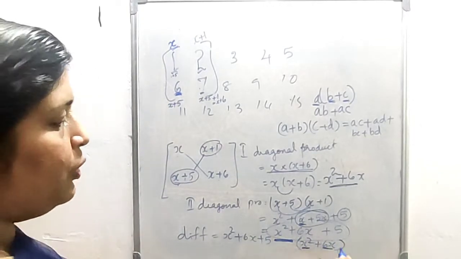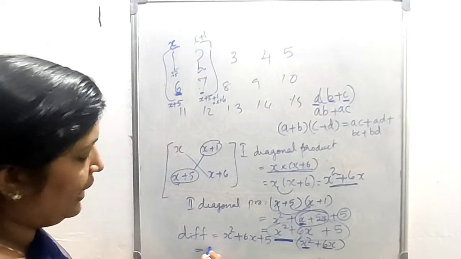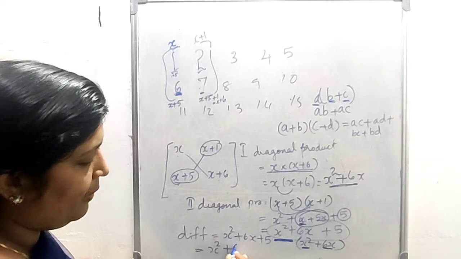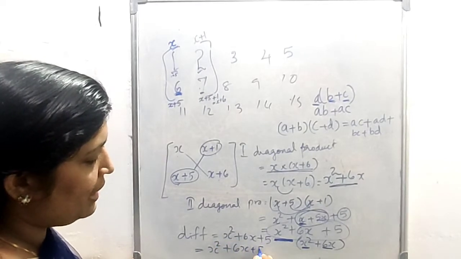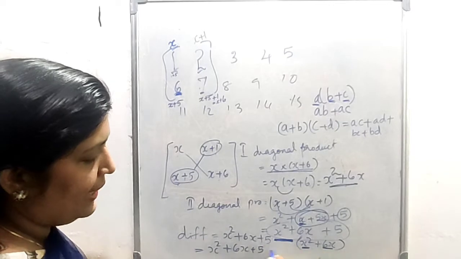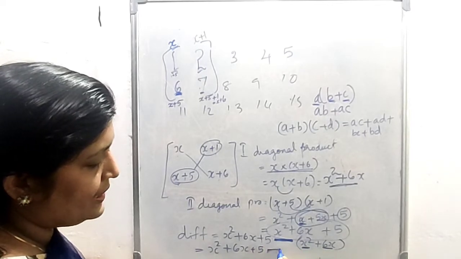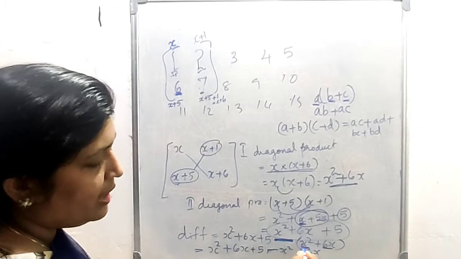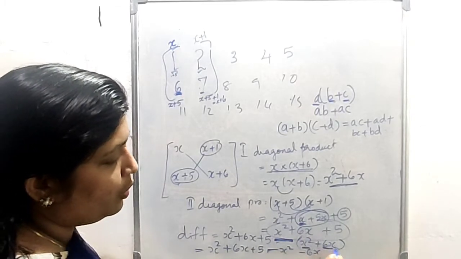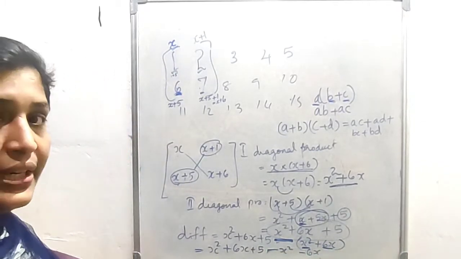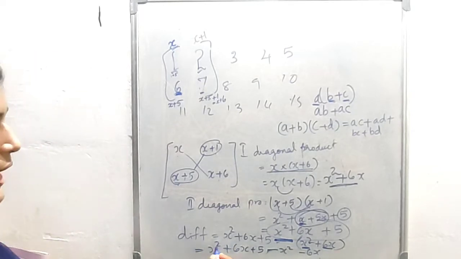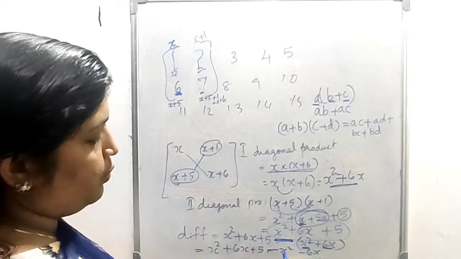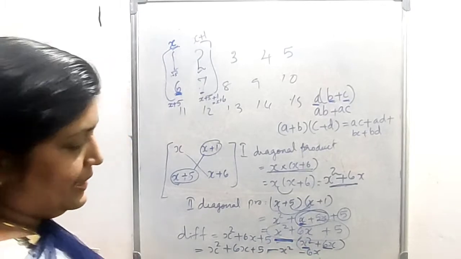So if we remove this bracket, we need to write like this, that is x square plus 6x plus 5 minus x square. Then this minus 6x. This minus is common to both the numbers inside the bracket. So x square plus 6x plus 5 minus x square minus 6x.